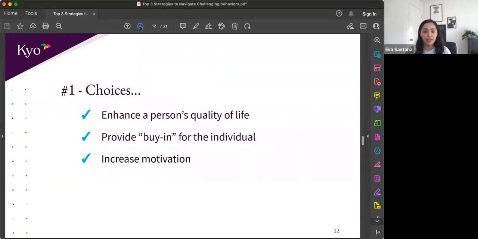So number one, choices. This is my ultimate favorite. Choices enhance a person's quality of life. We're providing that buy-in for the individual, but also increasing that motivation. So instead of giving the child one option for everything, we're giving them choices of what they can do and what they can use material-wise.